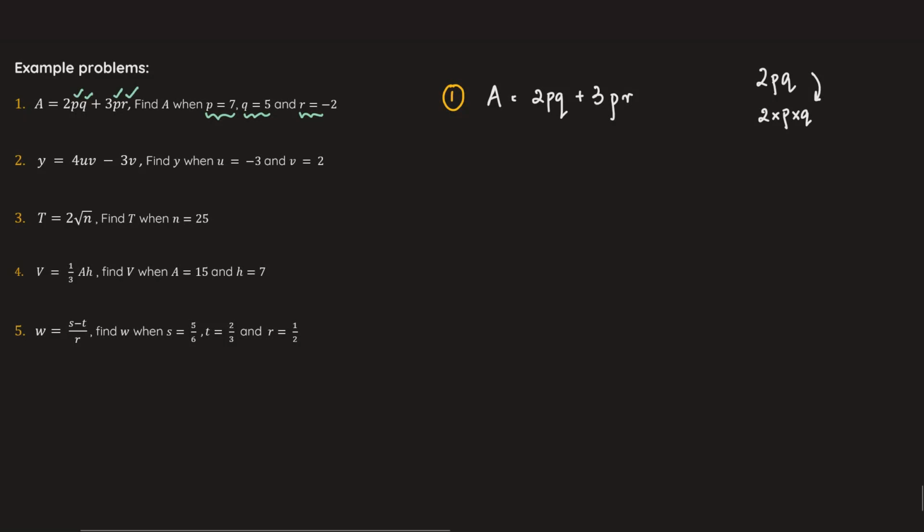Now this understanding will become crucial when we are substituting these values into the expression. So let's go ahead and substitute. A is equal to 2 times the value of p, which is 7, the value of q, which is 5, plus 3 times the value of p, which is 7, the value of r, which is negative 2. Now if you solve this, this is equal to 2 times 7 times 5, that is 70, plus 3 times 7 times negative 2, that is negative 42. And finally, we have A equals 70 plus negative 42, that is just saying 70 minus 42, which is 28.